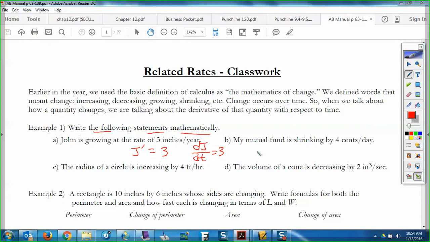Okay? So, my mutual fund is shrinking at 4 cents per day. You guys tell me what I could write there. F for fund. Okay, if F is for fund, then I'll agree. Equals what? Good job on the negative. The fund is shrinking. It's decreasing. So F prime has to be negative. Or dF dt is negative 4 would be another way to write that. The radius of a circle is increasing by 4 feet per hour.